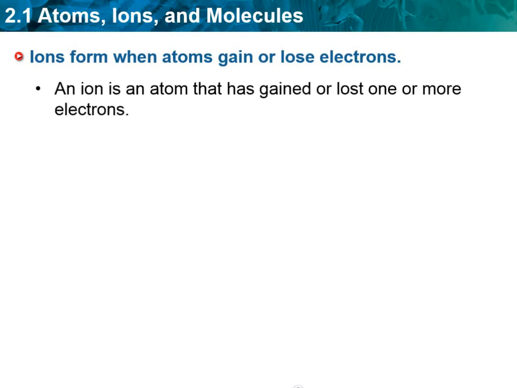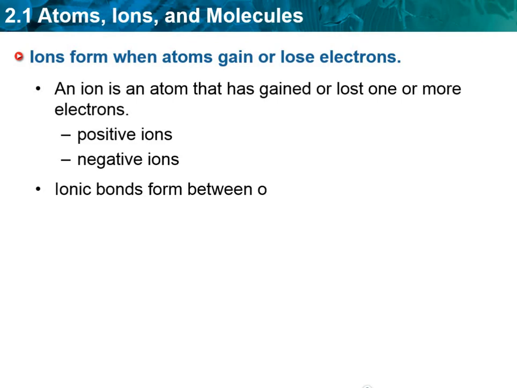So one type of bond that can form is what's called an ionic bond. An ion is an atom that has gained or lost one or more electrons. So if they lose electrons, that atom is going to be positively charged because it's going to have more protons than electrons. If it gains electrons, it's going to be negatively charged because it's going to have more negative electrons there. So ionic bonds form between oppositely charged ions.